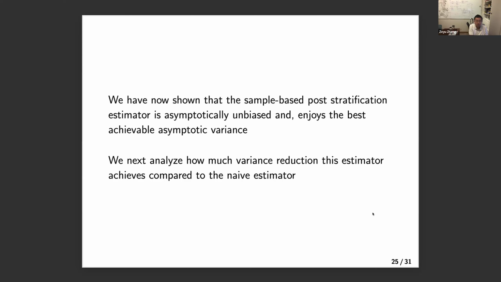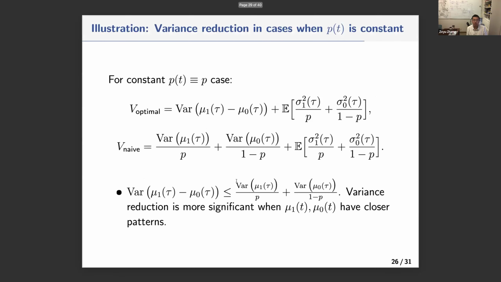So we have shown that this estimator is asymptotically unbiased, enjoys the asymptotic variance, and enjoys the central limit theorem. We use the next page to briefly discuss how, while it was shown to achieve asymptotically no bias, how much exactly the variance reduction does compared to the naive estimator. We provide a quantitative analysis considering the case where PT is set as constant.